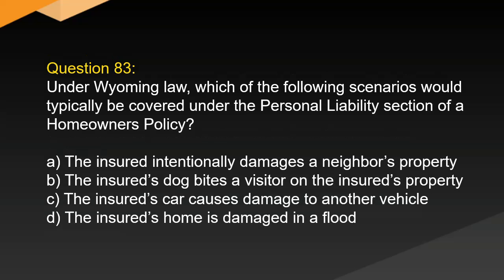Question 83. Under Wyoming law, which of the following scenarios would typically be covered under the personal liability section of a homeowner's policy? A. The insured intentionally damages a neighbor's property. B. The insured's dog bites a visitor on the insured's property. C. The insured's car causes damage to another vehicle. D. The insured's home is damaged in a flood.